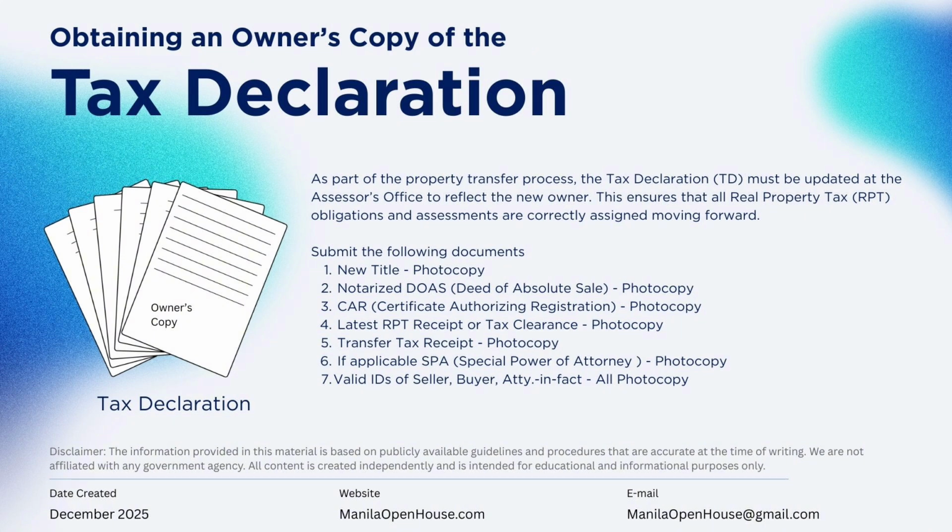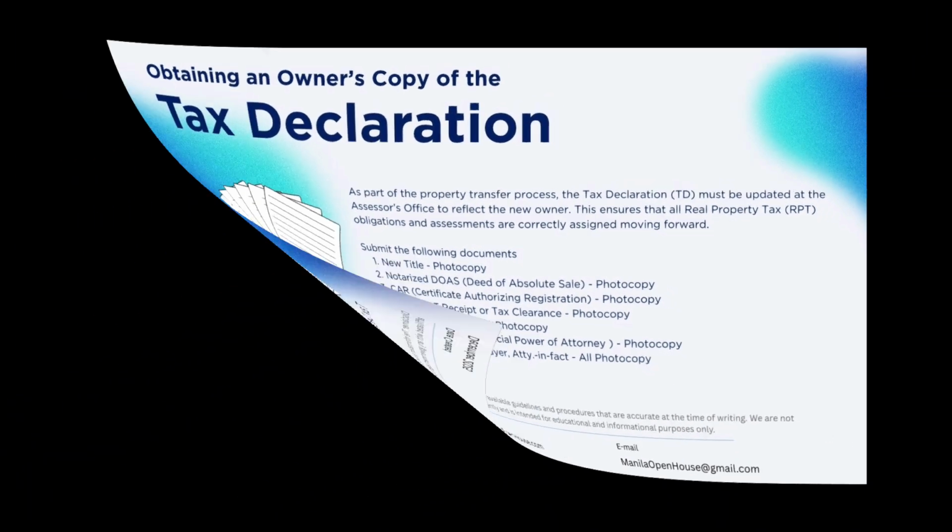Obtaining an owner's copy of the tax declaration. When a property is transferred to a new owner, the tax declaration must also be updated to reflect the new taxpayer. This is done at the assessor's office. The buyer must submit several documents, including the new title, the notarized deed of sale, the certificate authorizing registration, and updated real property tax receipts.